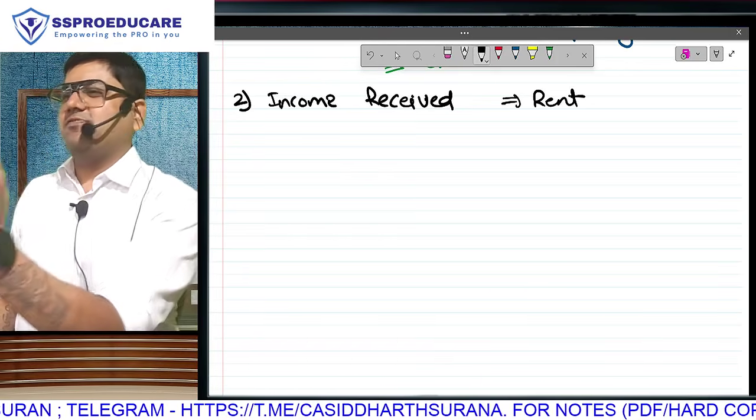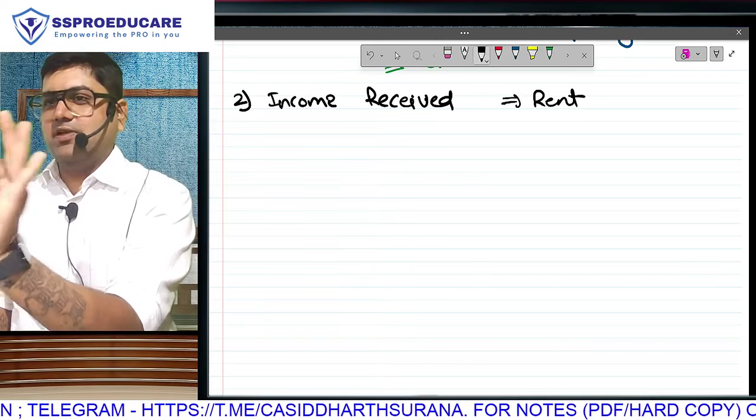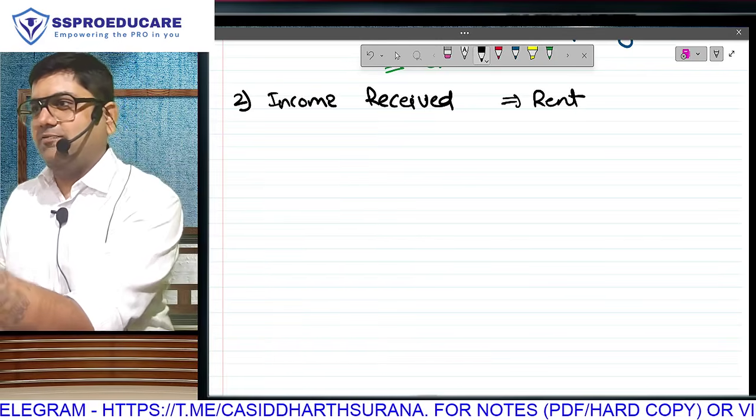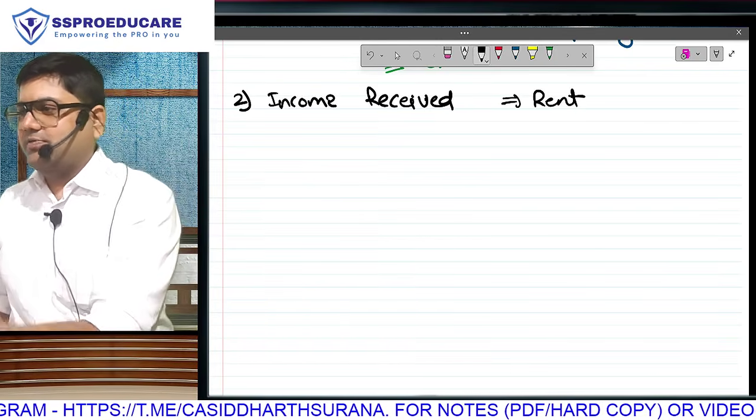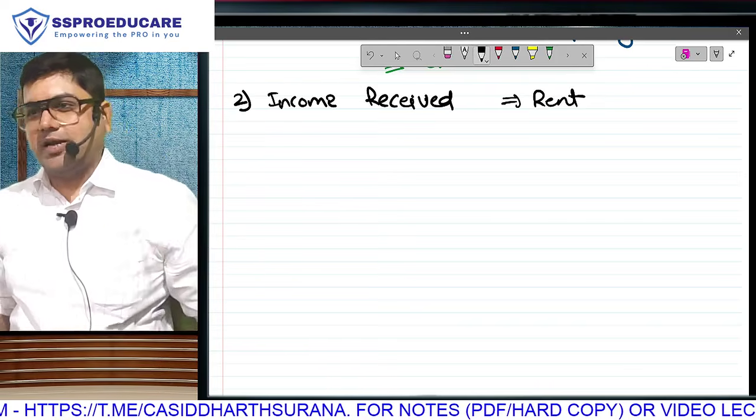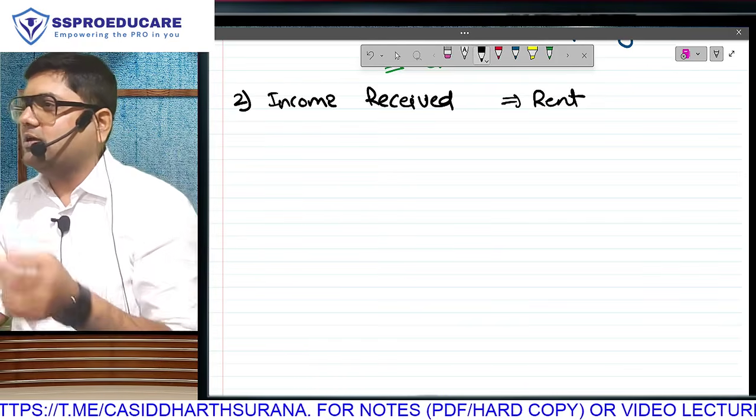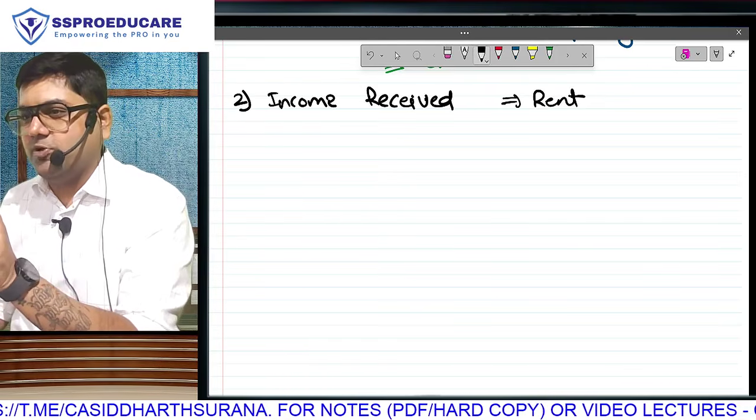See, expenditure will be separately adjusted, will be subtracted. Keep that aside. We are just talking about what you have received. If you receive 45 lakh, what should be your taxable income? Common stupid question I'm asking. If you receive 45 lakh, your taxable income should be 45 lakh.